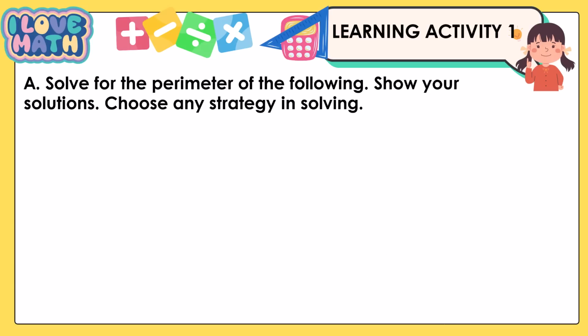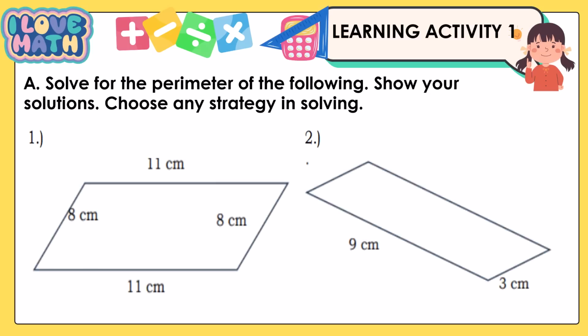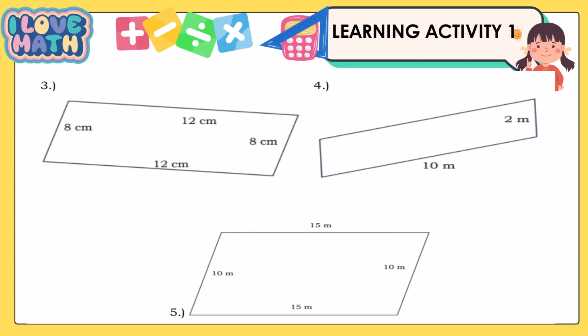Learning activity number 1. A. Solve the perimeter of the following. Show your solutions. Choose any strategy in solving. Here's number 1 and 2. Here's numbers 3, 4, and 5.